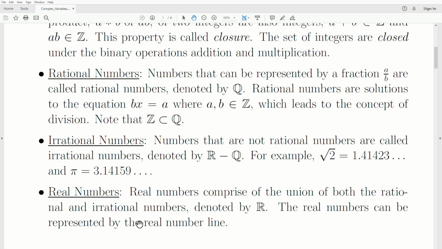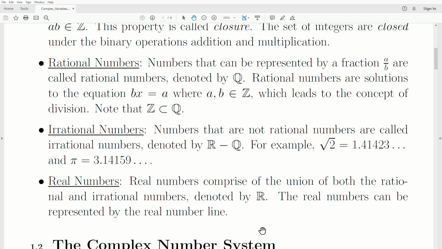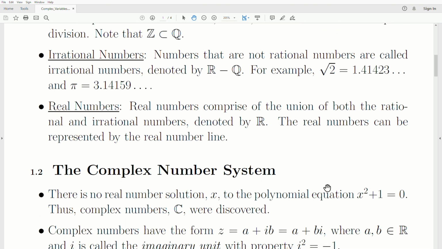Now, the real numbers can be represented on a real number line. So every dot on a line can represent a real number. Now, here's a quote that I absolutely love. It's not my quote, and I actually don't know whose quote it is. So if you know, put it in the comments. But if you look up in the sky at night, the stars represent the rational numbers, and the blackness between the stars represents the irrational numbers. That's how dense the irrational numbers are.